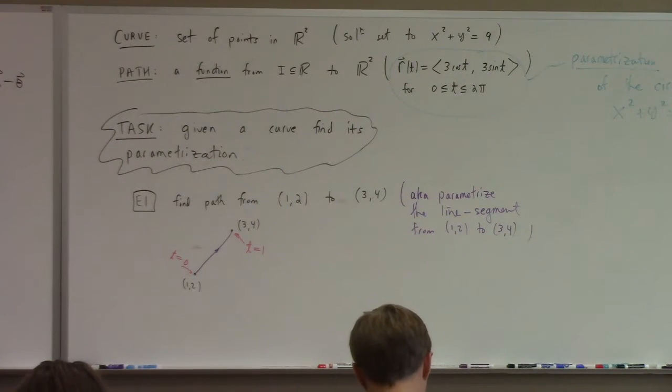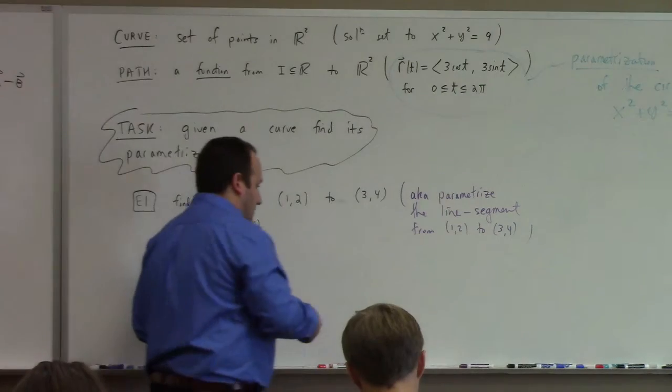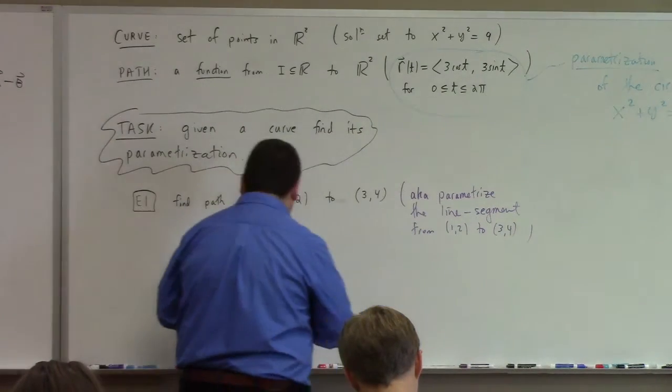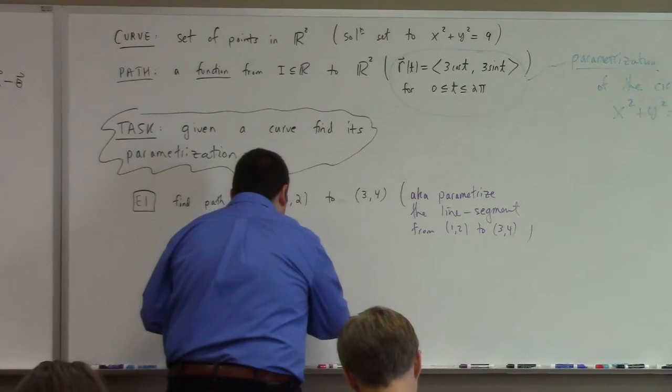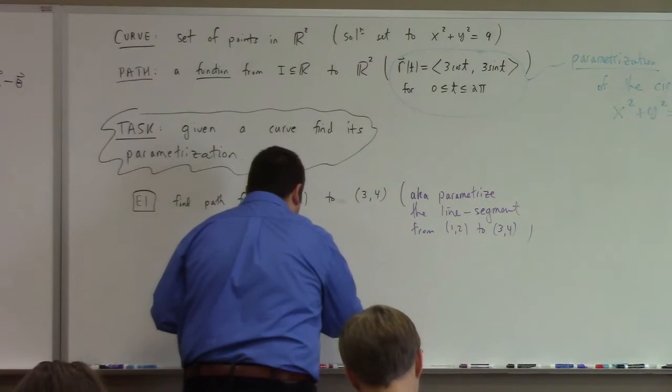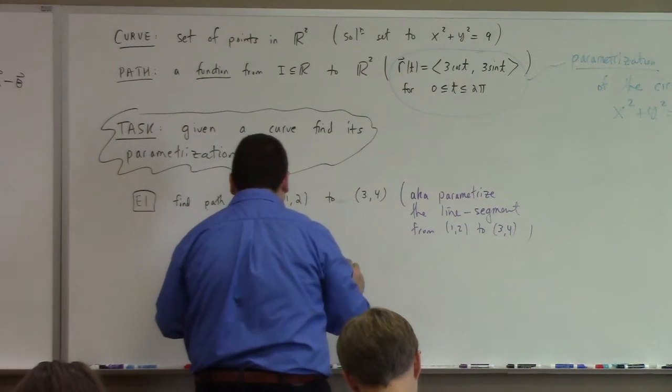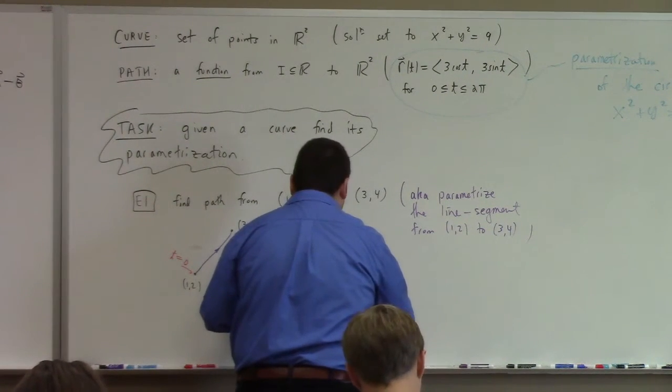I'm going to show you a trick. We could work this out any number of ways, but I really think it's best to learn this trick. So here it is: r of t is equal to, what we're going to do is put (1, 2) here.